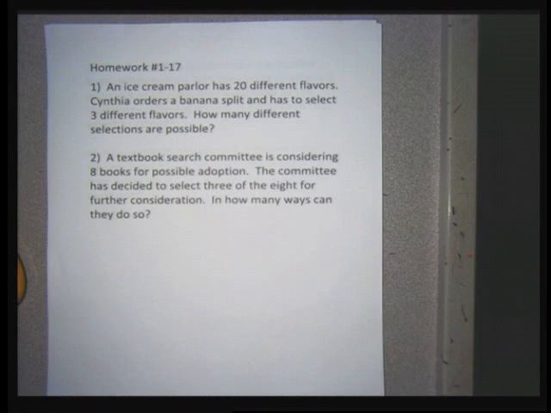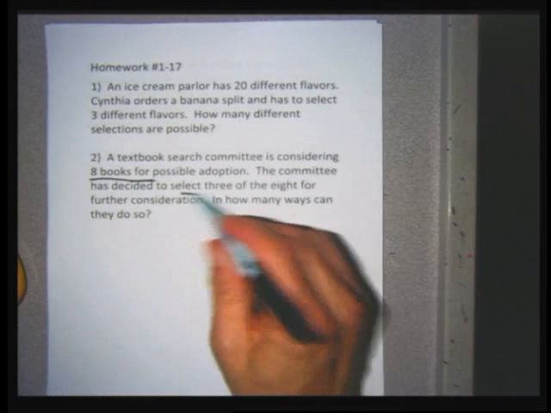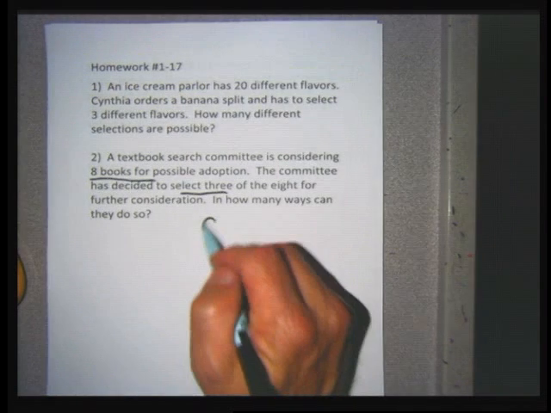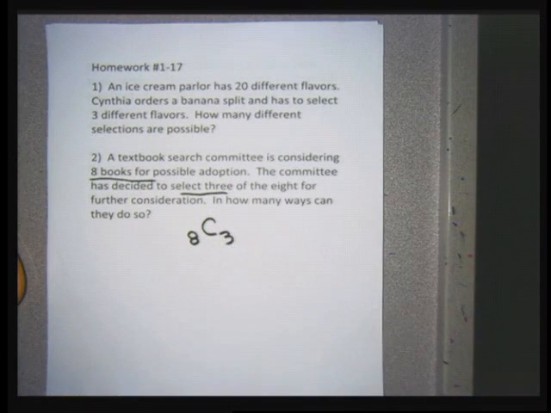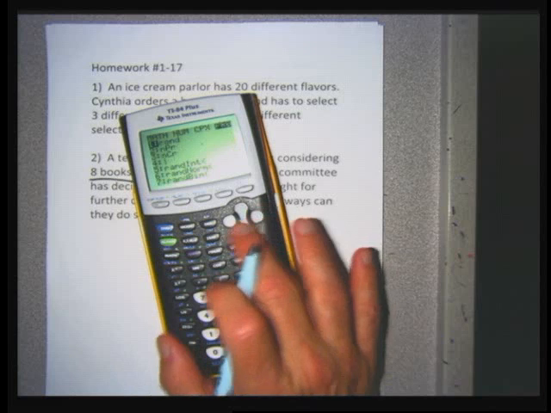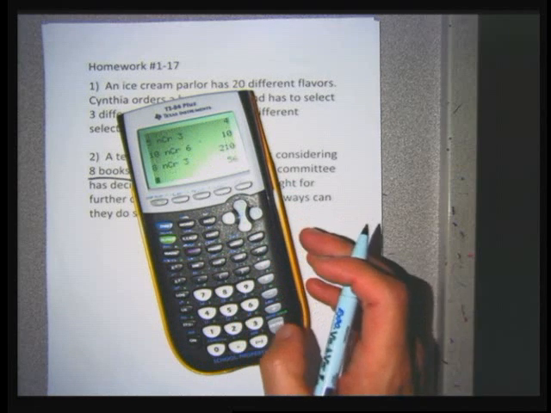My problem 2, a committee is looking at 8 different books, and they're going to pick 3 of them to adopt. Again, I'm assuming the order that they select the books in doesn't matter. So for me, of the 8 books, they're going to pick 3 of them. It doesn't matter what book they select first, second, and third, it's just the fact that it gets selected that is the important part. So I'm going to type the number 8, math, probability, nCr 3, and I get 56.